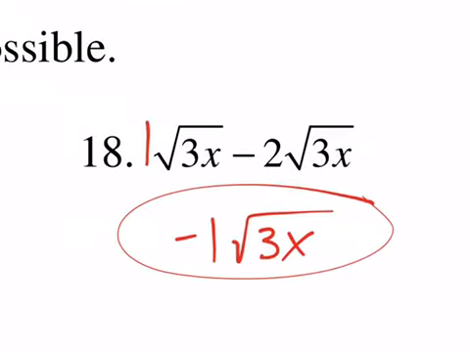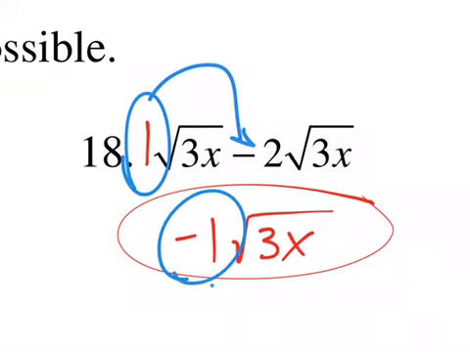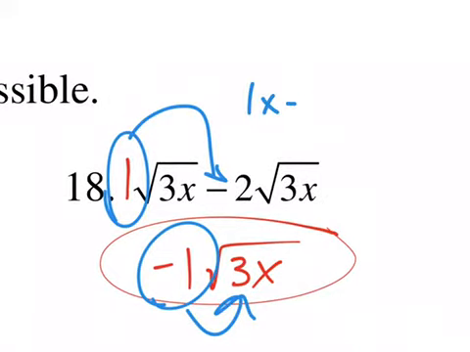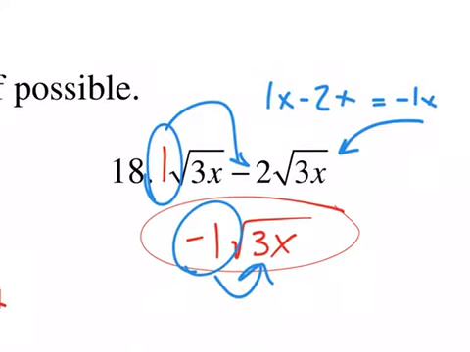On this one, same index, same radicand, so essentially all we're doing is changing the coefficients. I've got 1, I'm losing 2, takes me to a negative 1. Notice that that square root of 3x stays the same. You could think of it as a variable. This is no different than 1x minus 2x to get a negative 1x, except just pretending that x is really square root of 3x. So it's just like adding up apples and oranges or like terms.